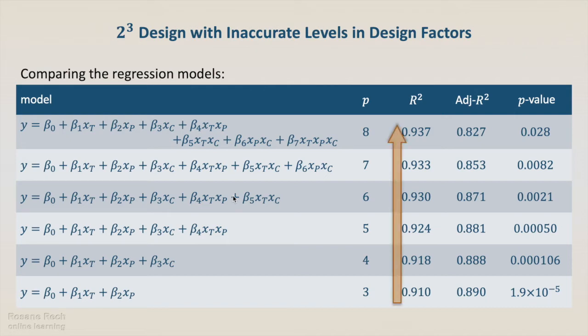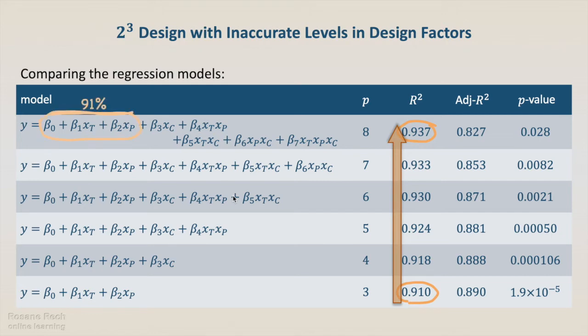We can see that the R-squared increases with the number of parameters in the model, and this behavior is entirely expected. As we increase the number of parameters in the model, the R-squared is always likely to increase. However, if we look carefully, we will notice that the difference is small.